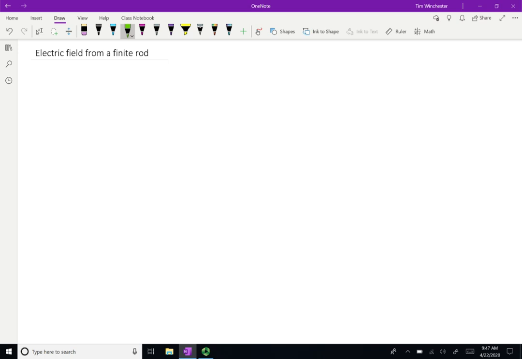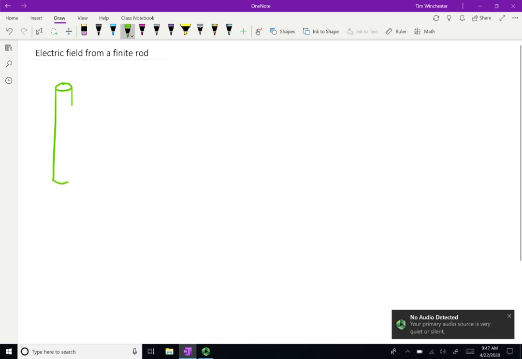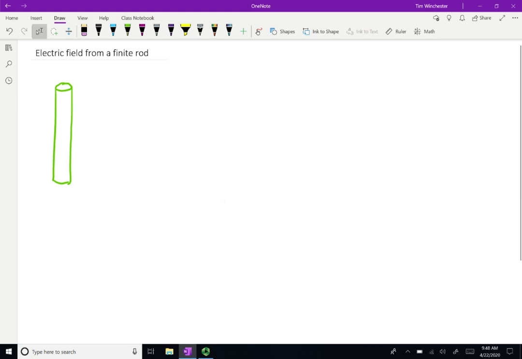Okay, so what I'm going to start with is a rod like this. Okay, and we're going to assume that it has some charge on it. Okay, and I'm just going to call that amount of charge Q. And we'll just assume it's positive to make things simple. And I'm going to assume that the charge density is uniform.